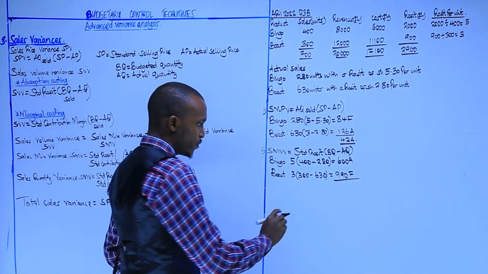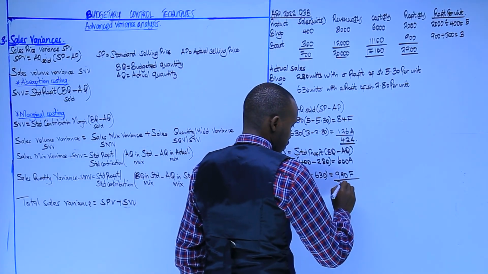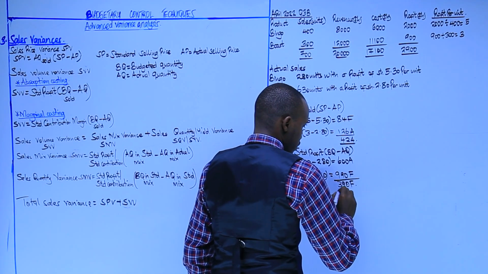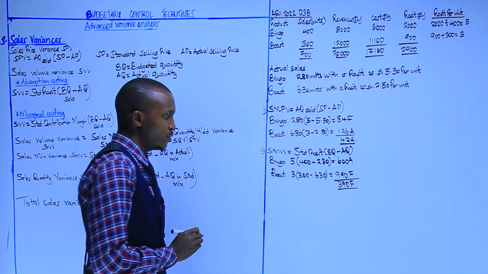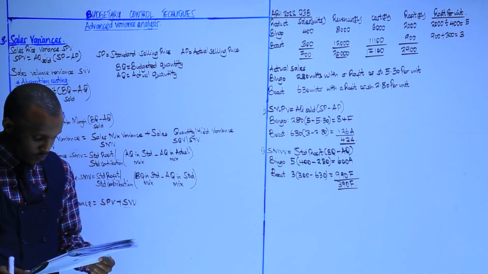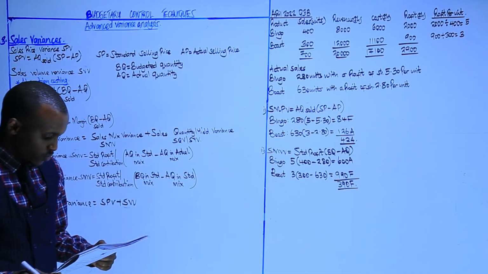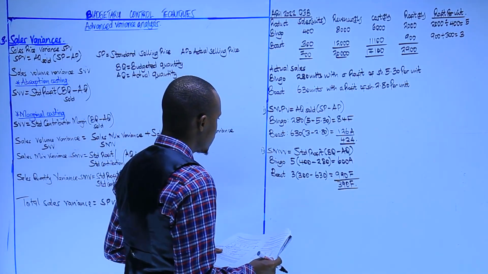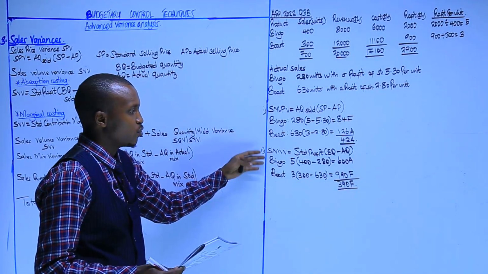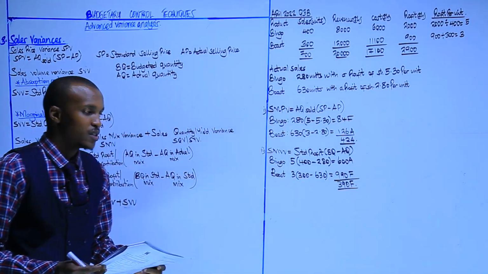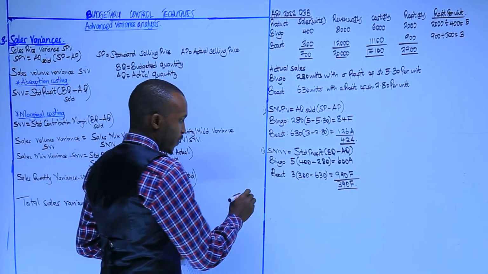$390. Which you're going to say is what? Favorable. So your sales margin total variance, we will look at it, but it is basically the product of these two. We'll come to it later on. Let's go to the third part.